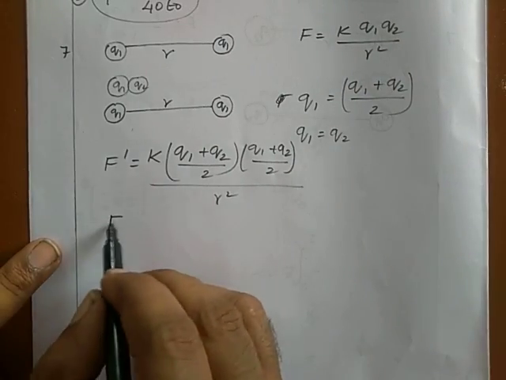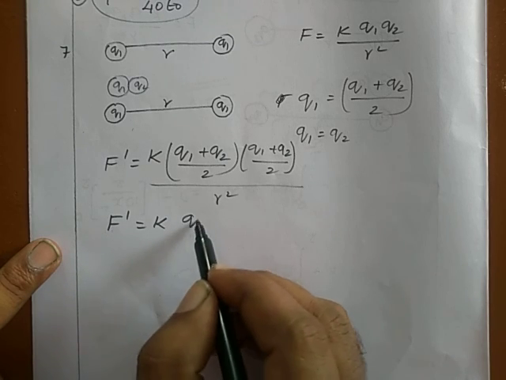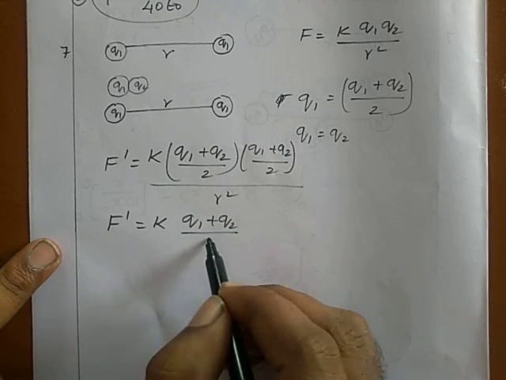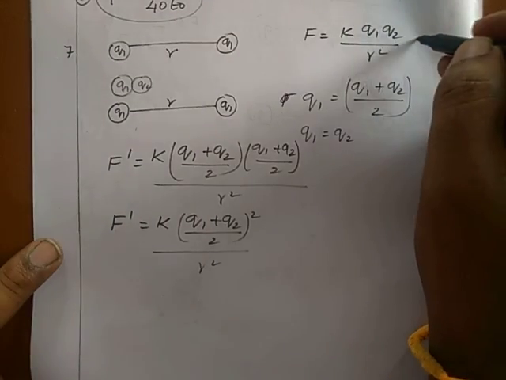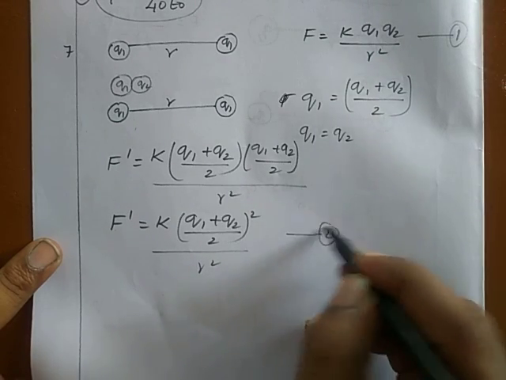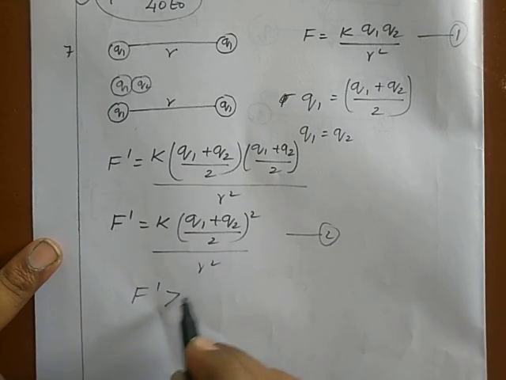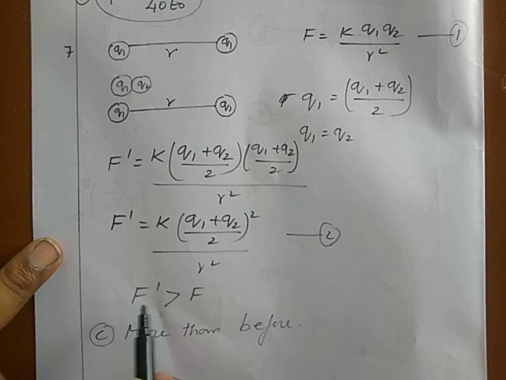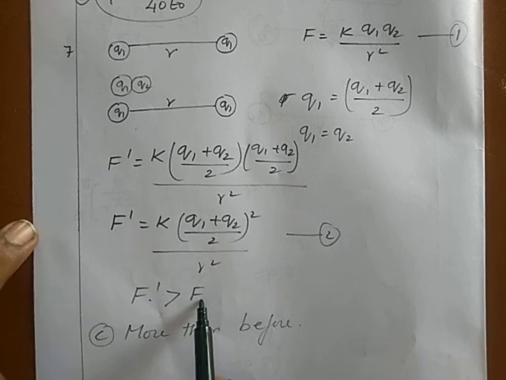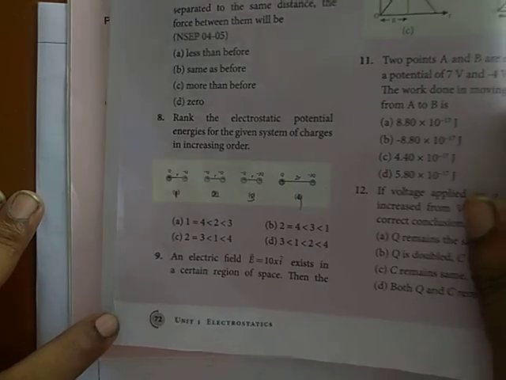After solving this we get F dash is equal to K, Q1 plus Q2 by 2 whole square, by R square. By comparing equation 1 and equation 2, we know very well F dash is greater than F. So option C is correct because C gives the result more than before. The force is more than before because F dash is greater than F. Okay. Then question number 8.